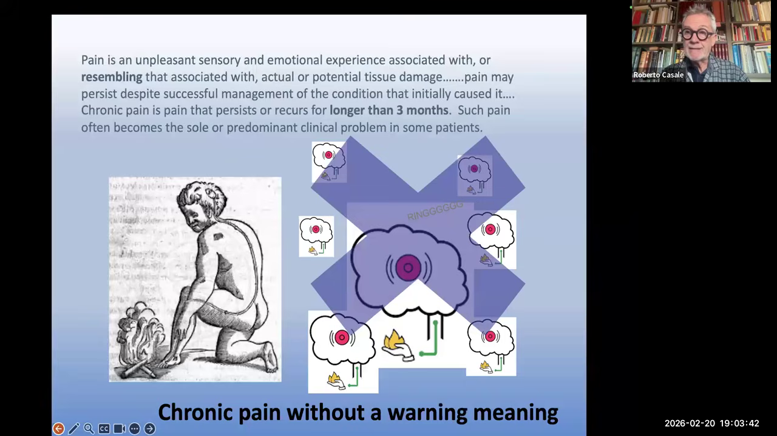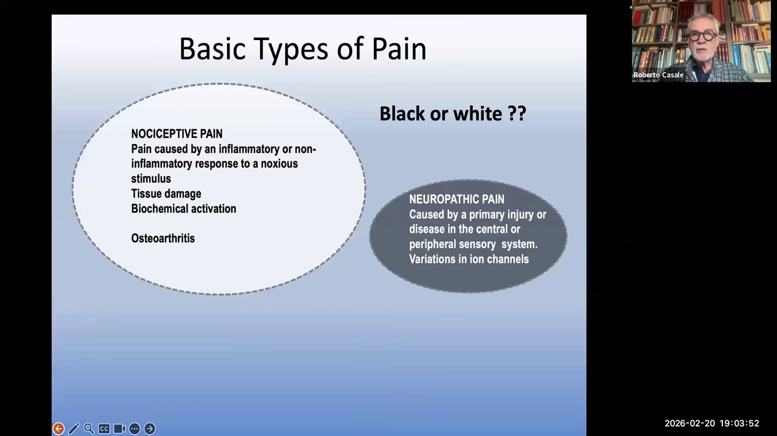where the pain is. We are talking about a pain in which the warning meaning is lost. So usually, I must say, we had in the past mainly two types of pain. Nociceptive pain, which is the pain caused by an inflammation or a non-inflammation response to a noxious stimulus, in which we have a biochemical activation, and the paradigm is osteoarthritis.